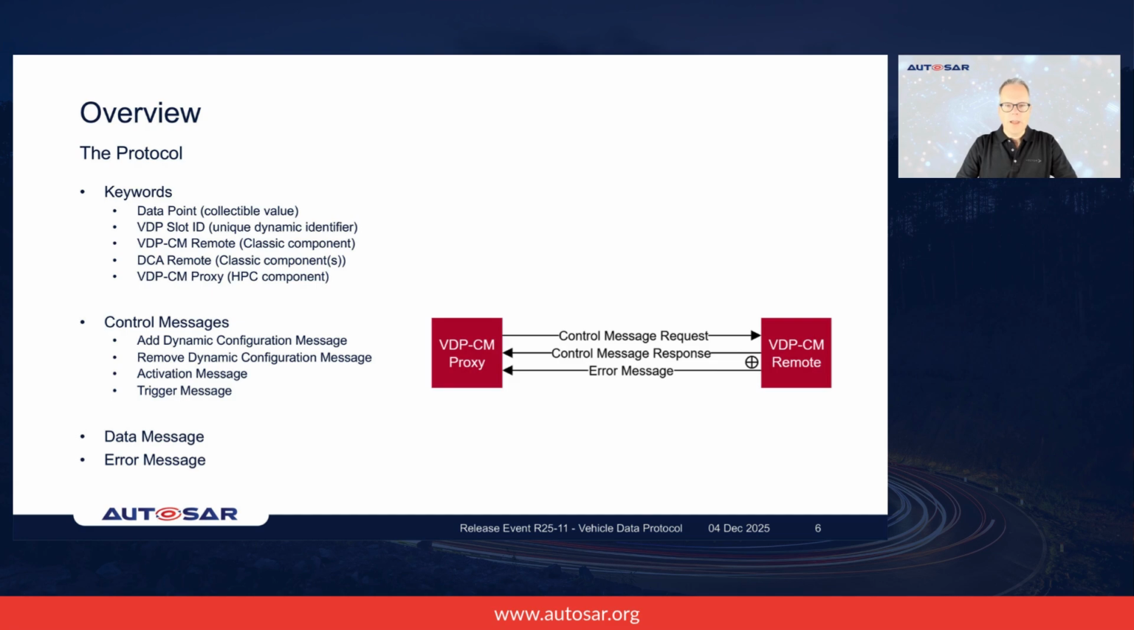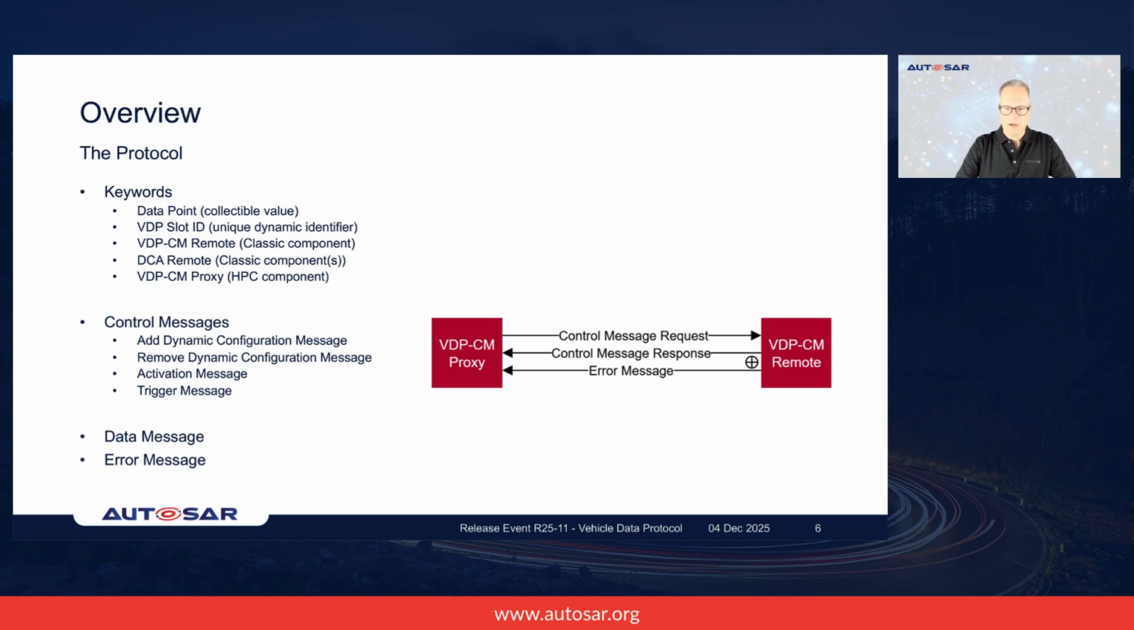The VDP Communication Module Remote is a component of a classic AUTOSAR ECU. It will collect the data points and send them to the HPC. The DCA remotes are components inside a classic AUTOSAR device that retrieve the data and pass it to the VDP CM remote. The VDP CM proxy is the counterpart of the VDP CM remote on the HPC that configures them and receives their collected data.